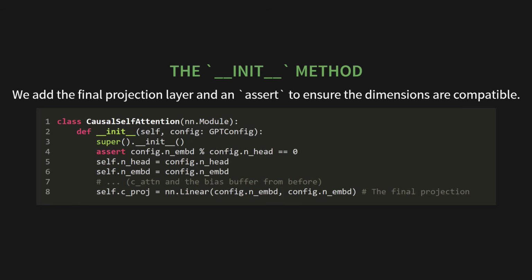Part 2. Encapsulating in the nn.Module. Let's look at the init method first. We add the final projection layer and an assert to make sure the dimensions are compatible. Inside our CausalSelfAttention class, we have self.c_proj equals nn.Linear from config.n_embd to config.n_embd. Simple as that. Now for the forward method.